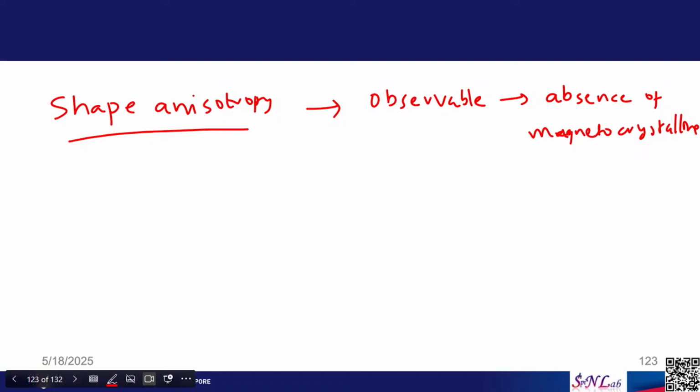Okay, when all the other anisotropy forms are very low, then we will be able to observe shape anisotropy. Shape anisotropy determines that, let us say you magnetize a material along a certain direction, the north pole and south pole must be far away. So, for an object like this, the easy direction is along this direction, this is hard.